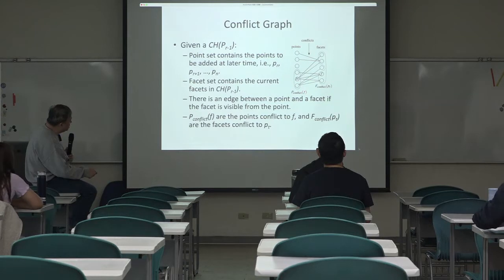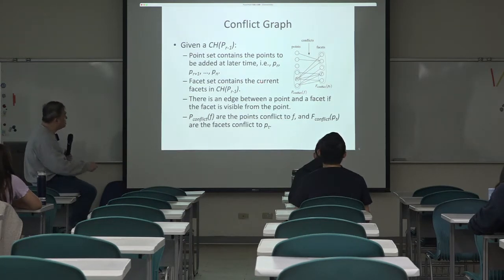And similarly, given a facet, the points that are able to see this facet, for example, for this F, you can see we have 3 edges that point to the lowest 3 points, and we call that the conflict point set of F, denoted as P conflict F. So this is very important, because we are going to use this later on.